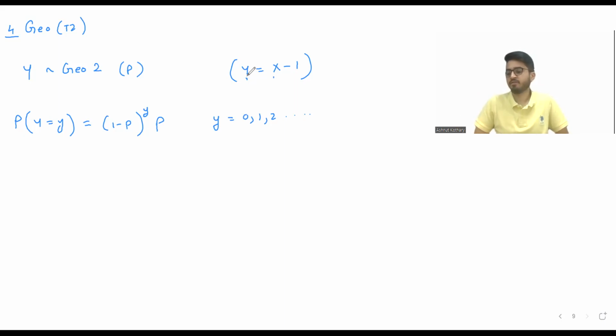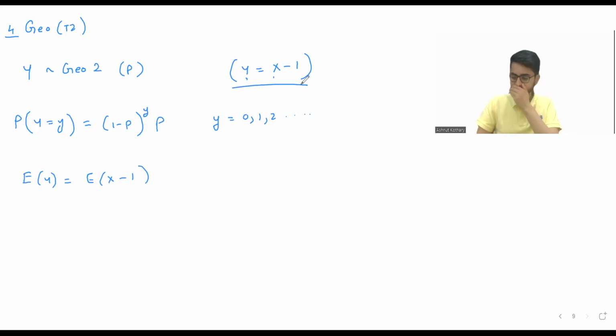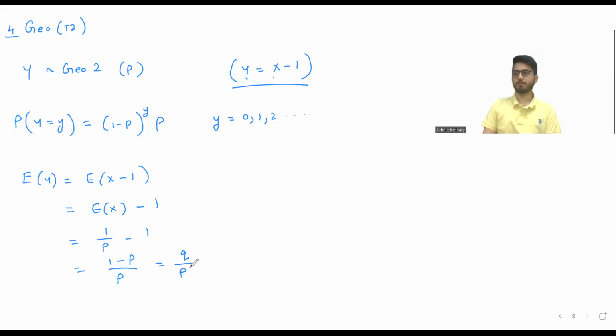Now again here, when we need to find its expectation, the usual structure will come and AGP will be coming. So I'm not going into the derivation, because it will be of similar format. What I can directly show you is that expectation of Y should be nothing but expectation of X minus 1, because Y is nothing but X minus 1. Expectation of X was 1 by p, so minus 1, and this comes out to be 1 minus p by p, which I can also write as q by p.